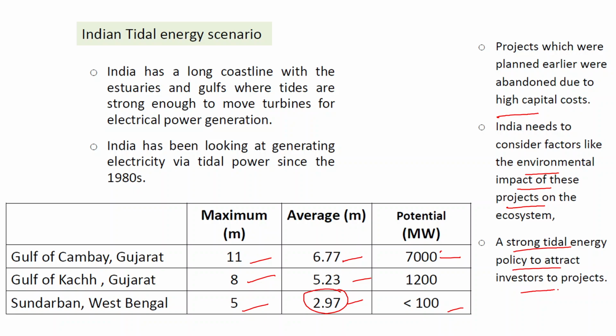India, as we know, has a long coastline. So it is believed that India has a higher wave energy potential. So if we consider all these factors, wave energy production is a very good alternative to different non-renewable energy sources.